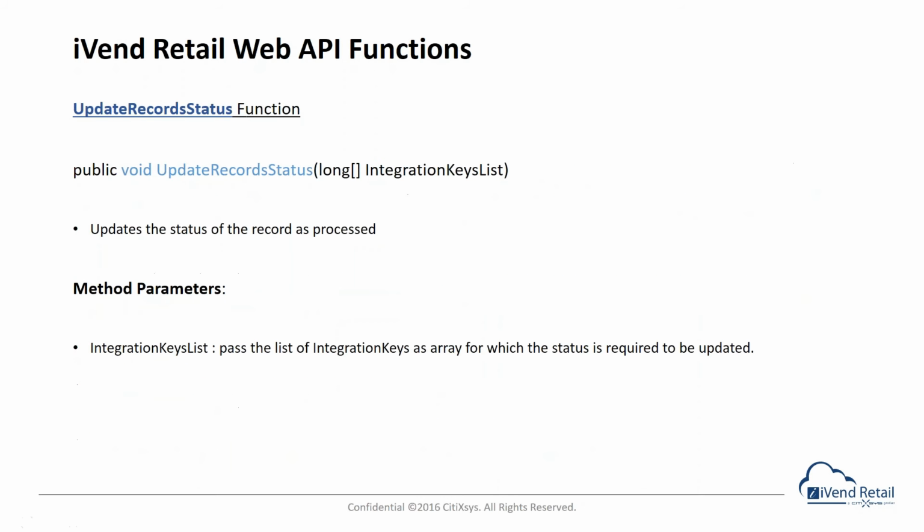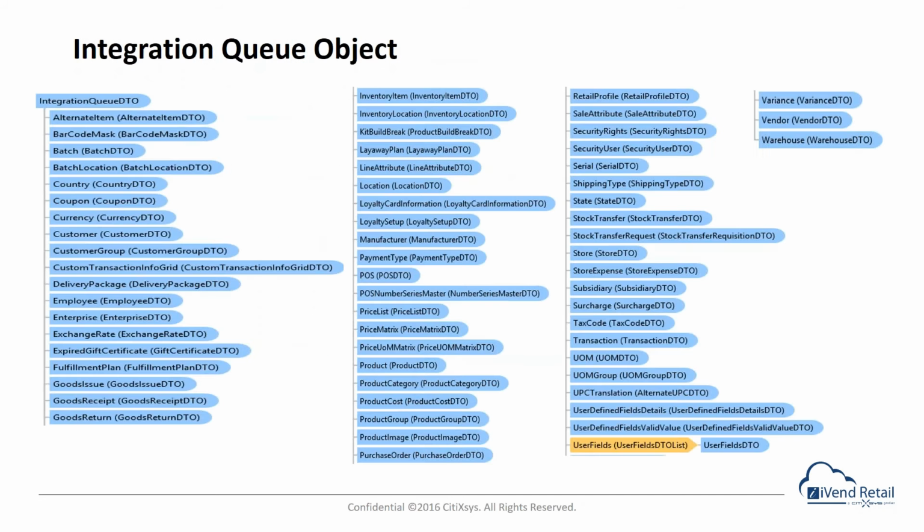Now, this is the last function, update record status, which I already explained. You need it if you are using the without status update function. You need to call this function to at least let iVend know that you are done with the transactional data which you fetched, and you would like to mark the status update, so that the next time you poll the service again, you do not get already processed data. This is to avoid duplicate processing of the transactional data.